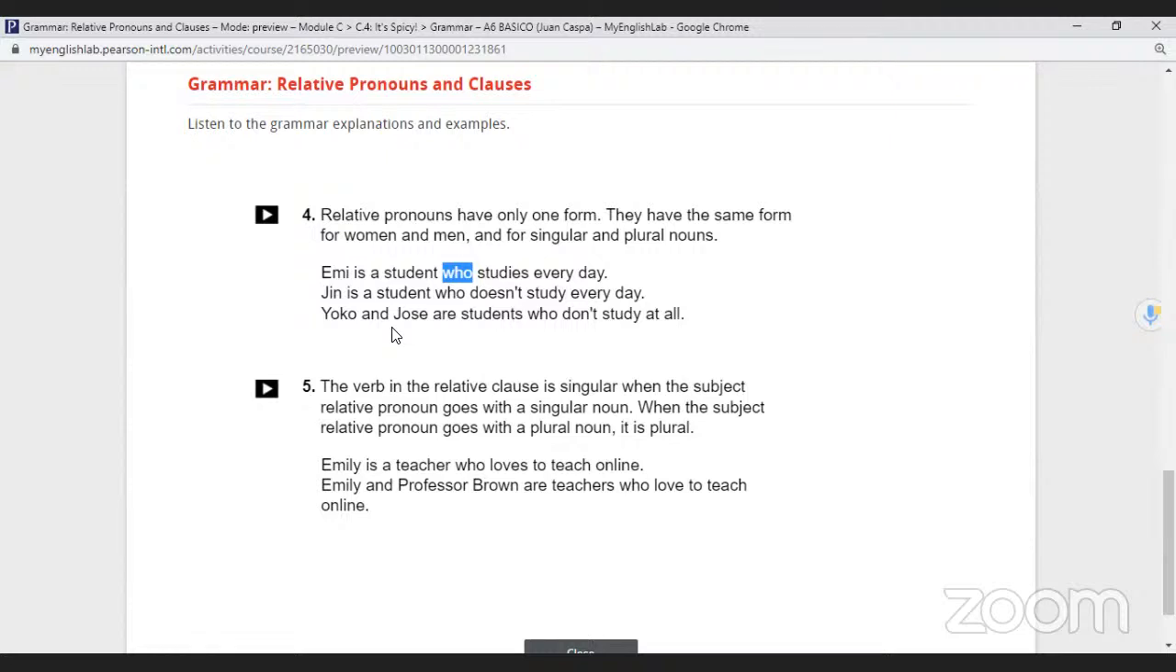But the verb in the relative clause is singular when the subject relative pronoun goes with a singular noun. For example, when the subject relative pronoun goes with a plural noun, it is plural. Emily is a teacher who loves to teach online. Emily and Professor Brown are teachers, right? For example, over here we have who. The subject relative pronoun goes with a singular noun, con un sustantivo singular. When the subject relative pronoun goes with a plural noun, it is plural.